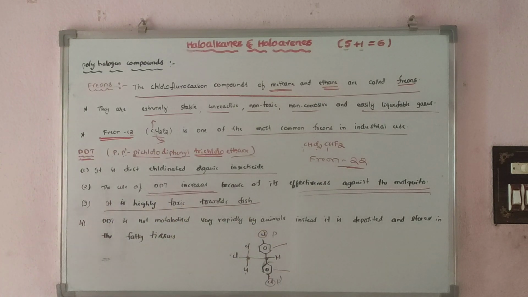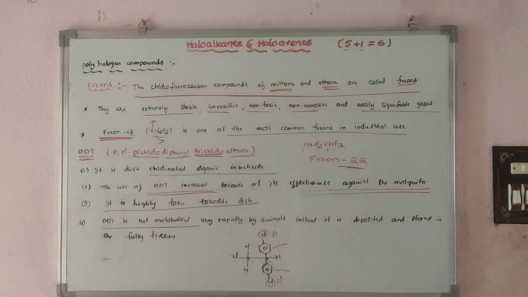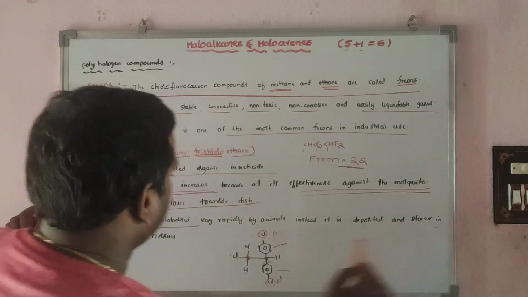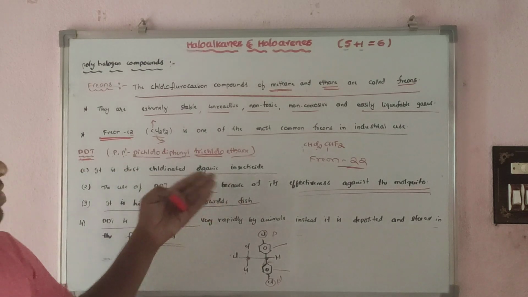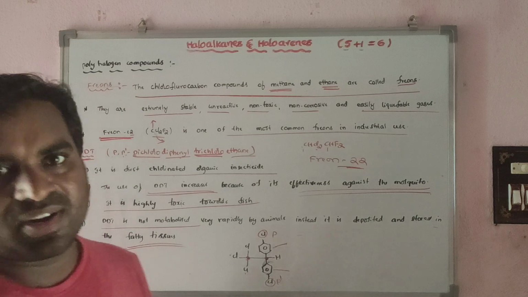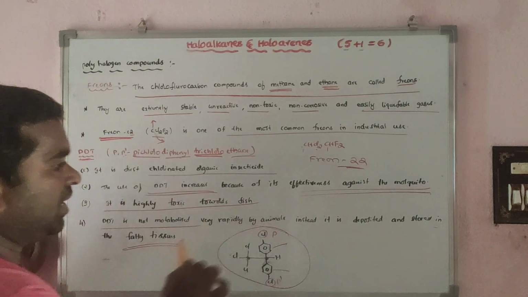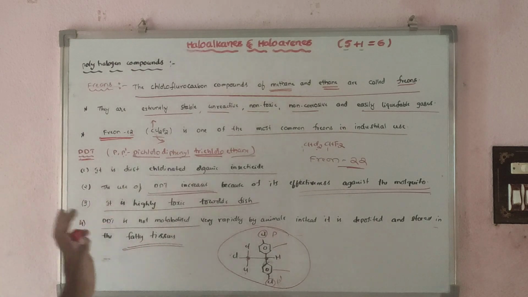So later it was banned. Whatever it may be, it is not metabolized very rapidly by animals. It is stored or deposited in the tissues. Clear? And due to some side effects, this DDT use is already banned. Clear? But the structure of this compound is very, very important, and they are asking it in the examination. Clear?